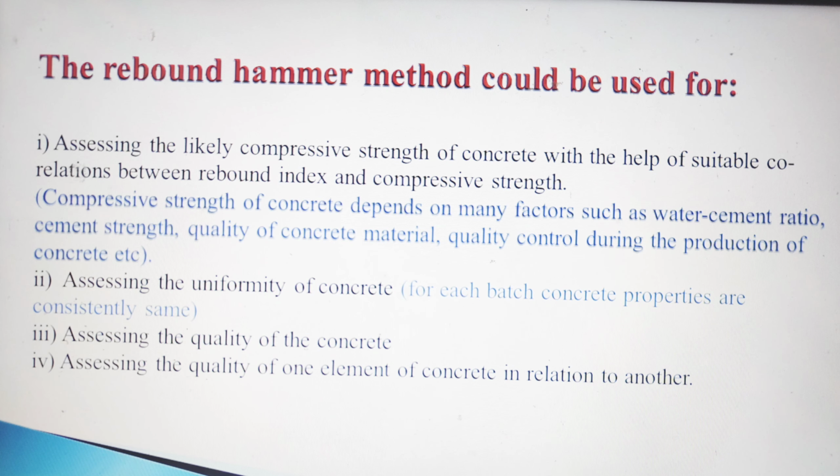The rebound hammer method could be used first for assessing the likely compressive strength of concrete with the help of correlation between rebound index and compressive strength. That is, compressive strength of concrete depends on many factors such as water cement ratio, cement strength, quality of concrete material, quality control during production of concrete, etc.